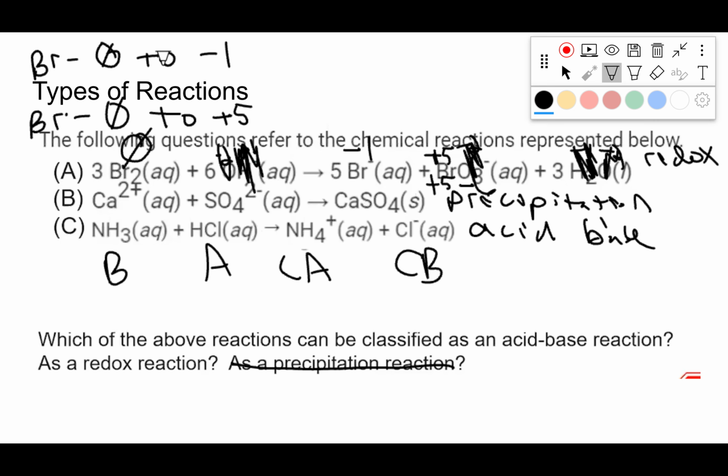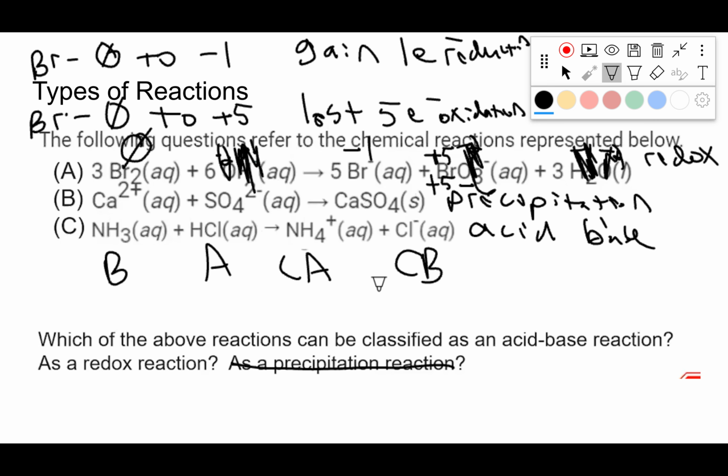So then I've got to think about what happened. For it to go from a 0 to a -1, it had to gain 1 negative electron. For it to go from 0 to +5, it lost 5 negative electrons. Oxidation involves loss, so this one went through oxidation. Reduction involves gain, so this one went through reduction. So we marked our acid-base and we got our redox reaction.